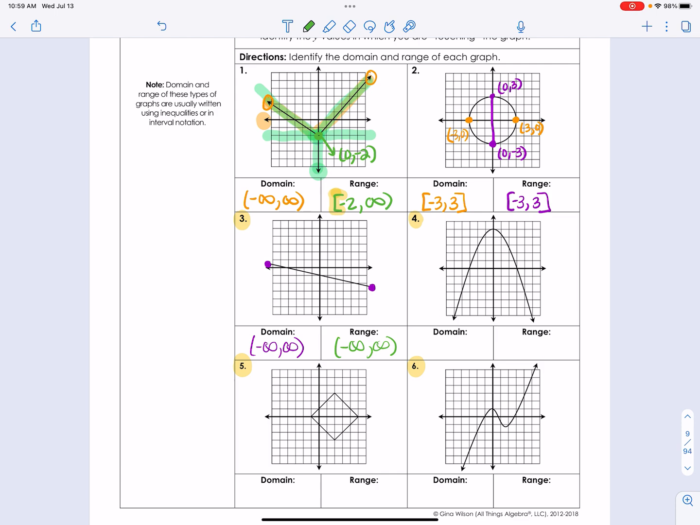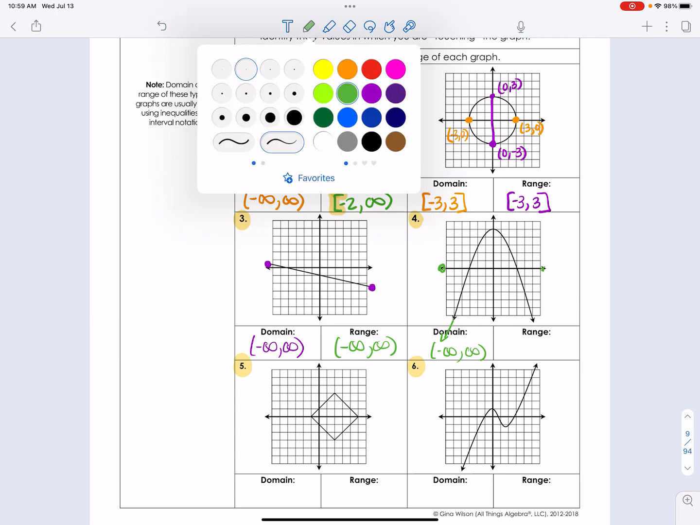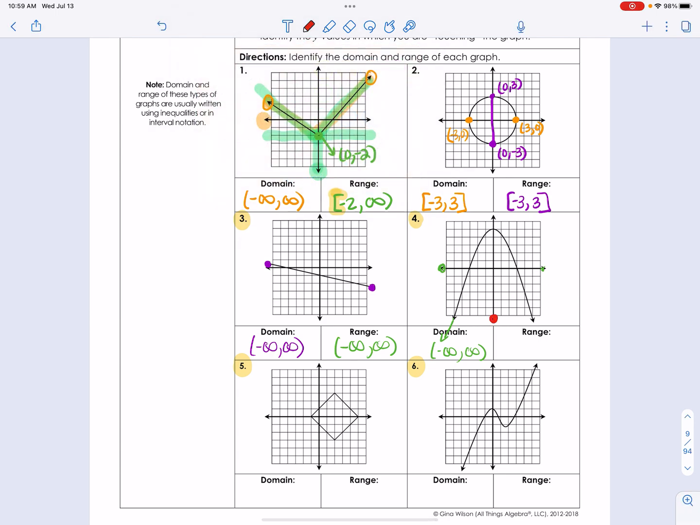Same thing with the domain on the next one. If I start at the right, these arrows are going on forever. So my domain is -infinity to infinity. But here is where this gets tricky. If I start at the bottom and I go up, it doesn't go forever. It stops right there at 1, 2, 3, 4, 5. So at (0, 5). So I write it from the bottom. It's going down, so -infinity to 5 with a bracket.